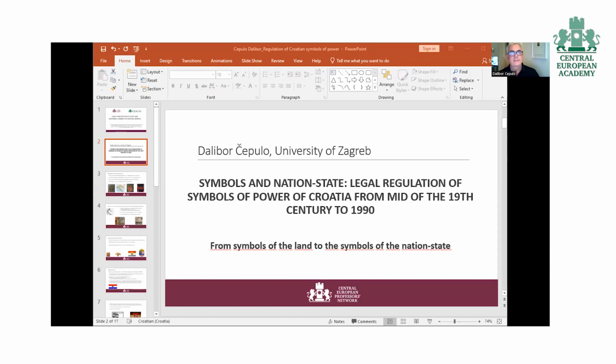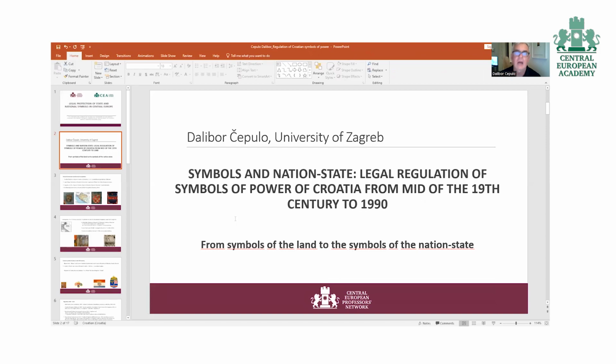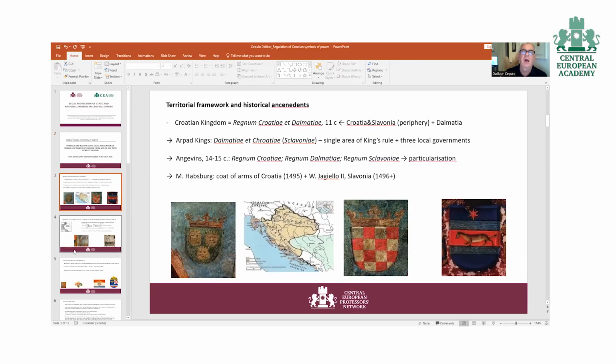My story will be about the symbols and the nation state. That is how the symbols of the land in the creation process of the Croatian nation building became the symbols of the nation state. I will first pinpoint briefly into the medieval period, when the Croatian kingdom, called officially Regnum Croatia and Dalmatia, which was followed also by, in the period of the Arpad kings, who ruled the Croatian kingdom as Dalmatia and Croatia, ruled this region as a single area of rule.